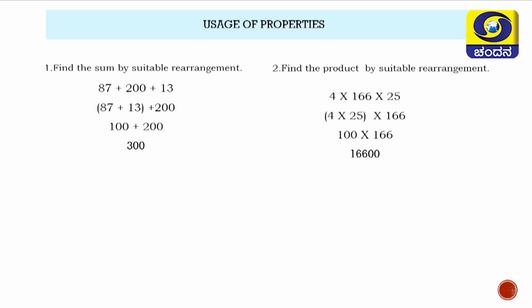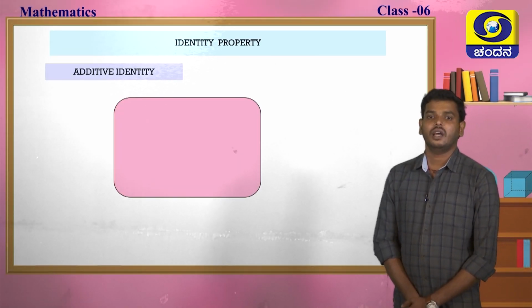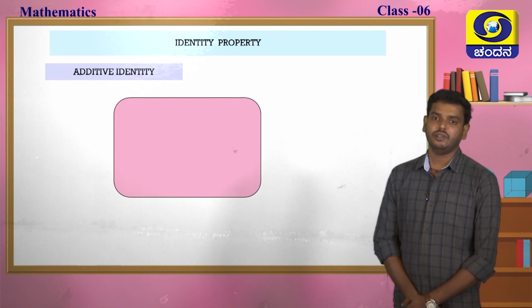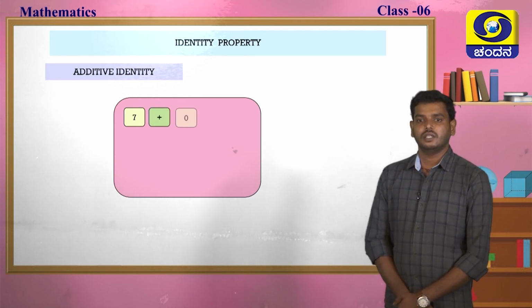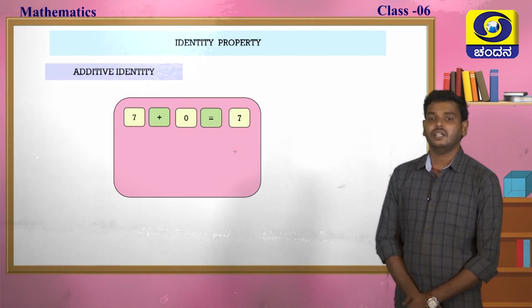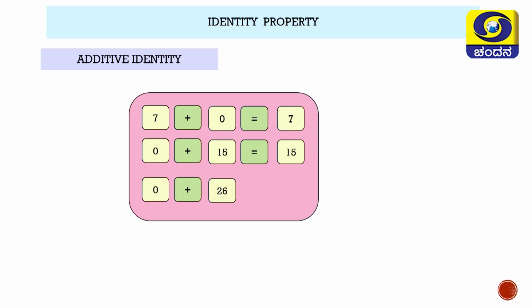Here we have used different properties to solve the sums. Next we will move to another property called identity property, that is additive identity. What do you mean by additive identity? Children, we will learn additive identity with some examples. See, here 7 plus 0 is equal to 7 itself. Okay, 7 plus 0 is equal to 7. Next, 0 plus 15 is equal to 15. Next, 0 plus 26 is equal to 26.